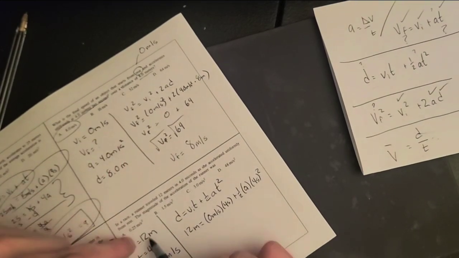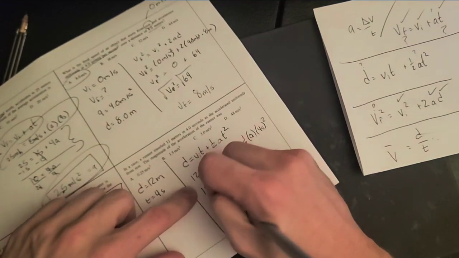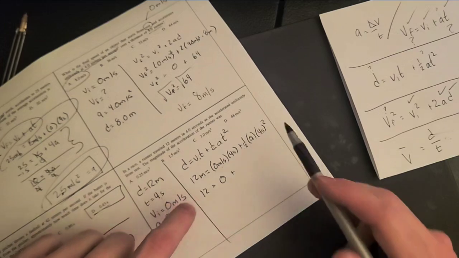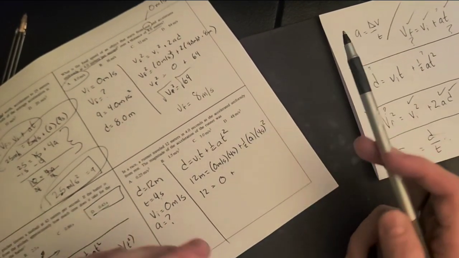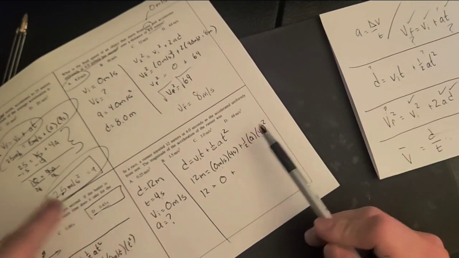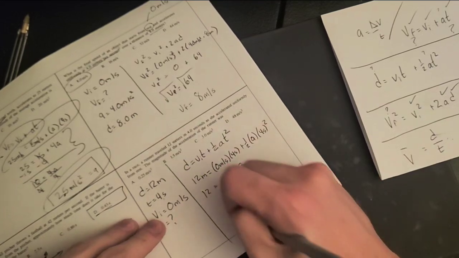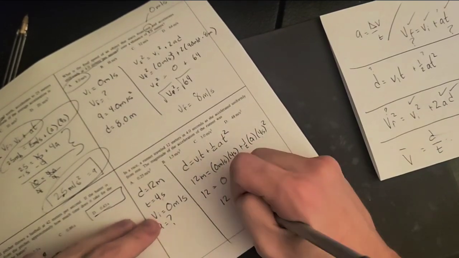All I did again, take my numbers, plug them into the formula. 12 is 12, carry that down. 0 times 4 is 0. 1/2 times a times 4 squared. Start with the exponents, right? Remember PEMDAS, parentheses, exponents, multiplication. 4 squared is 16. 16 times 1/2 is 8. 8 times a, that's 8a. So what we have left at the end is 12 equals 8a.